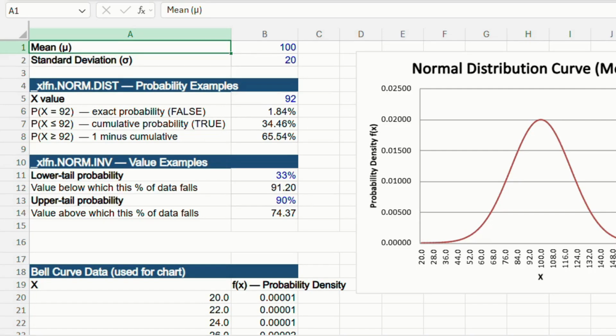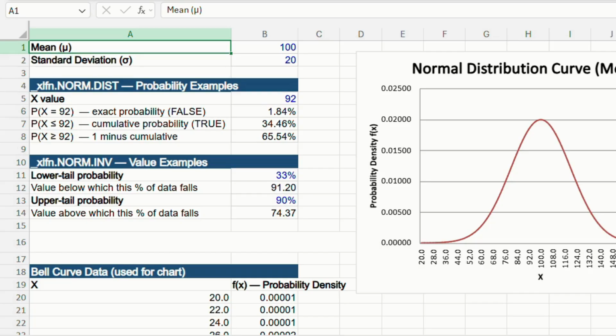Today we're going to break down one of the most important ideas in stats, the normal distribution, also known as the bell curve. Once you understand the basic idea, I'll show you exactly how to work with it in Excel using two functions, normal distribution and normal inverse. By the end of this video, you'll be able to answer questions like what is the chance of getting an exact value, and what value cuts off the top 10% of my data, using nothing but simple Excel formulas.